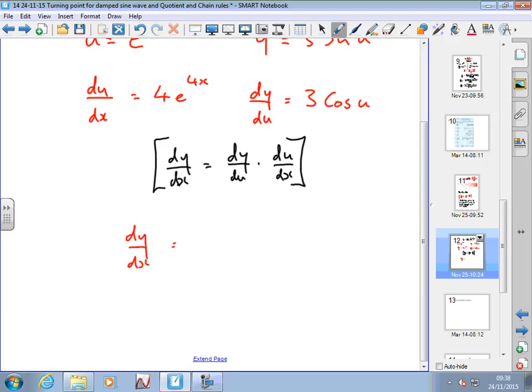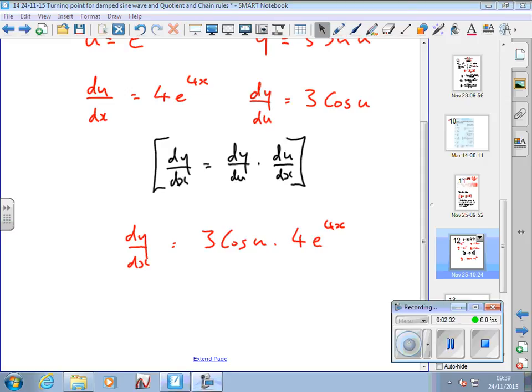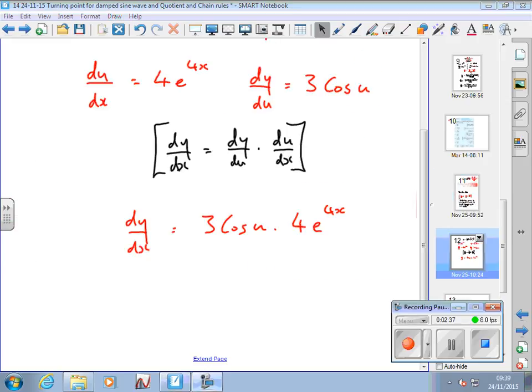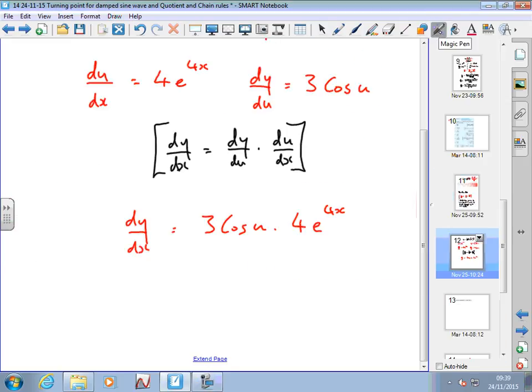My answer, in other words, is, well, what's the differential of y with respect to u? It's 3 cos u. And what's the differential of u with respect to x? 4e to the 4x. Done. So this bit is dy by du, which is this, and this bit is du by dx, which is this.